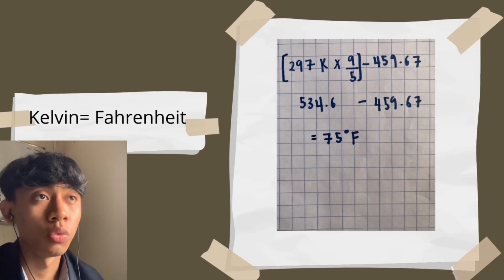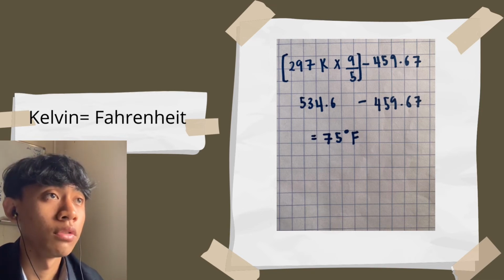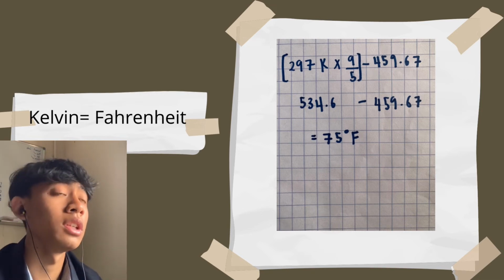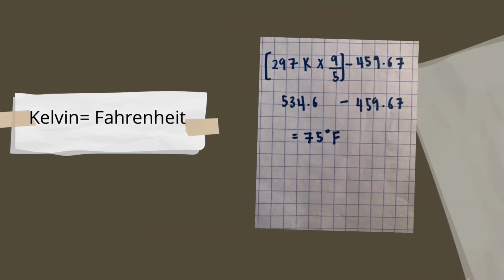Now we need to change Kelvin to Fahrenheit. So the formula is Fahrenheit equals 320 Kelvin.